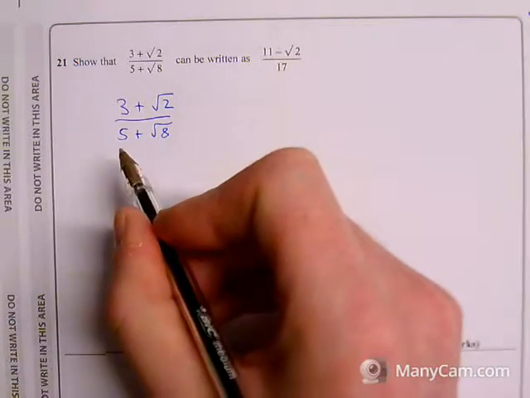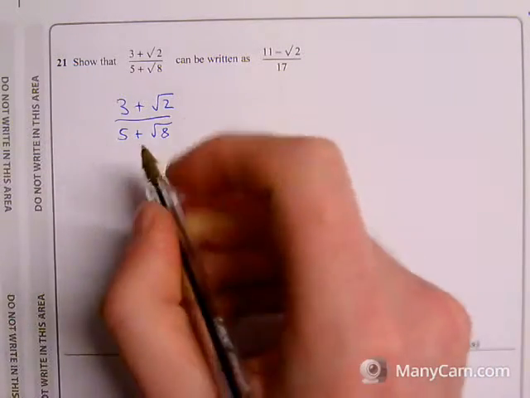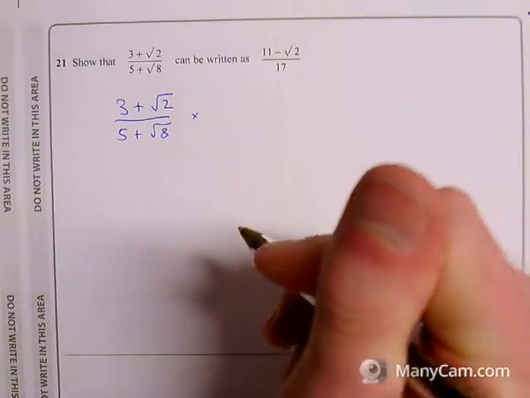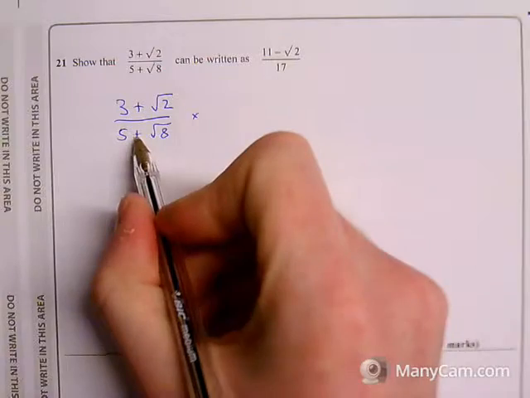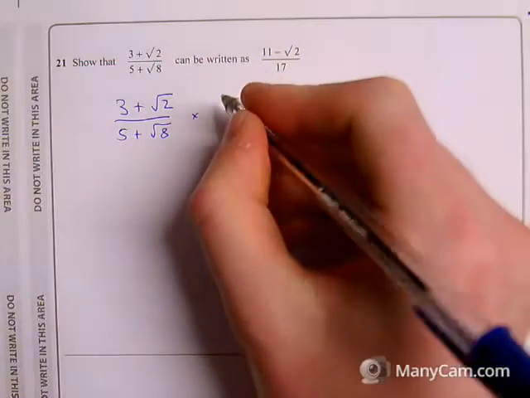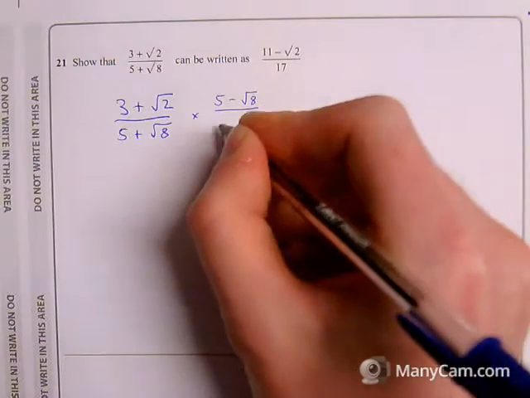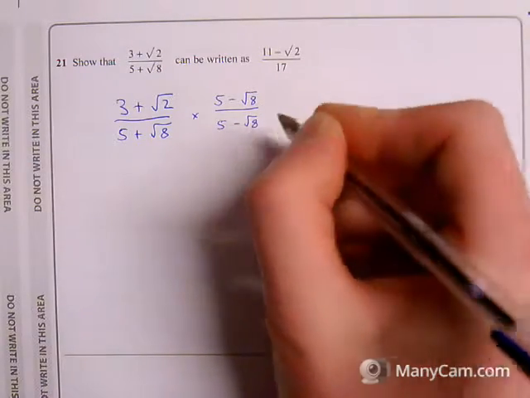Whenever I'm rationalising a denominator that looks like this, I need to multiply by something that's technically equivalent to 1, so it doesn't change the fraction, but I just need to change the sign that's in the middle there. So I'm going to multiply by 5 minus root 8 divided by 5 minus root 8.